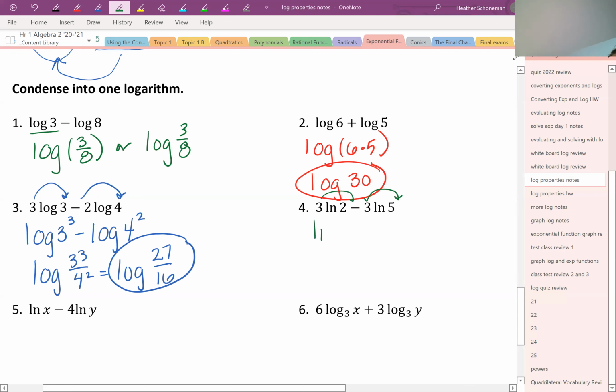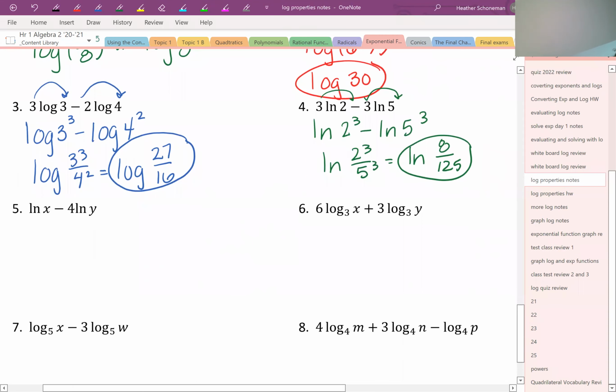Okay, over here again, exponents are going to be the first step on these since they're the last step on the other. But now we have natural log instead of log, same thing. So I have the natural log of 2 cubed minus the natural log of 5 cubed. Well, on these, subtraction, I can combine it as division. So I'm going to have 2 cubed over 5 cubed, which is going to give me the natural log of 8 over 125.